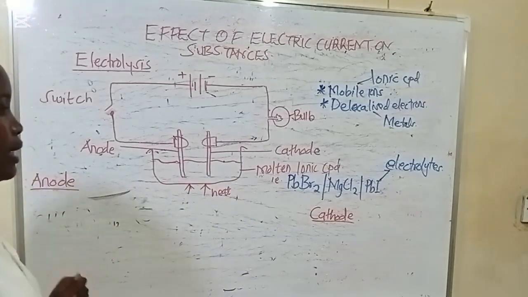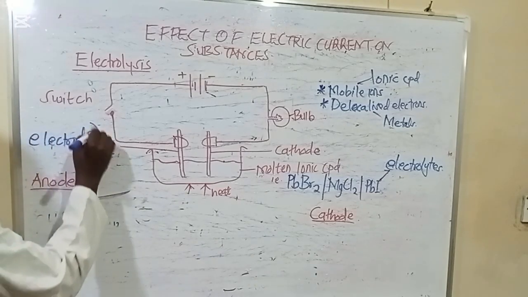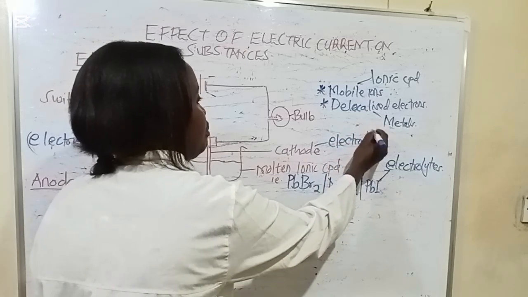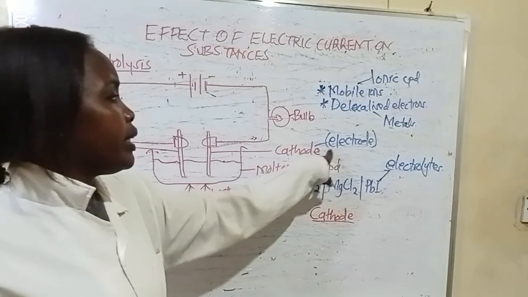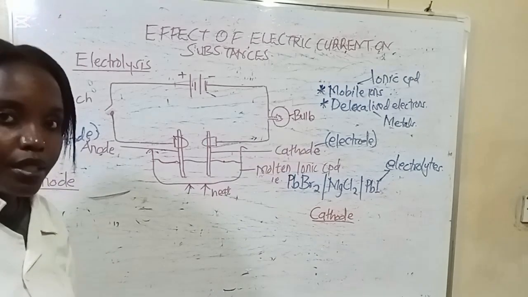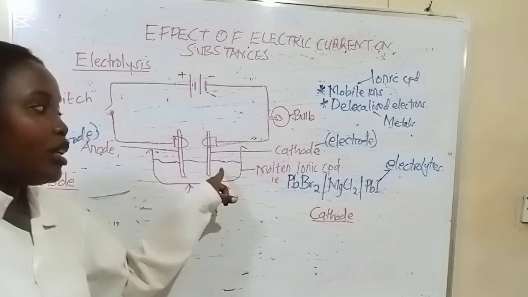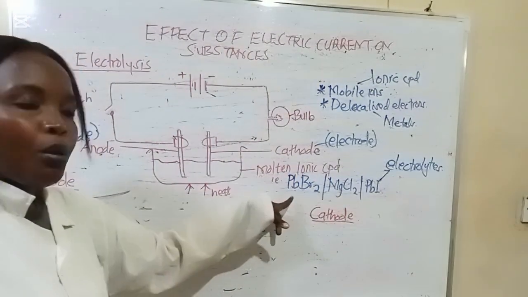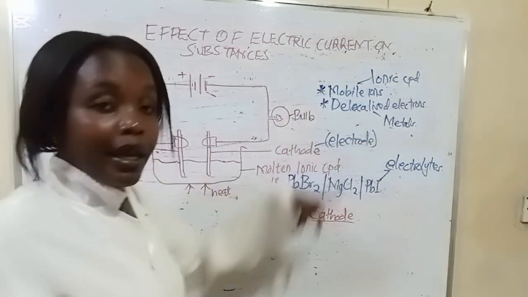Now, what is an electrode? We are saying this is an electrode. And also this, our cathode, is what we call an electrode. So what are electrodes in this case? We say electrodes are solid conductors of electricity. Now, remember, this is a molten ionic compound. So it can either be this, or any other molten ionic compound. We are decomposing it, okay? And we are going to have mobile ions.